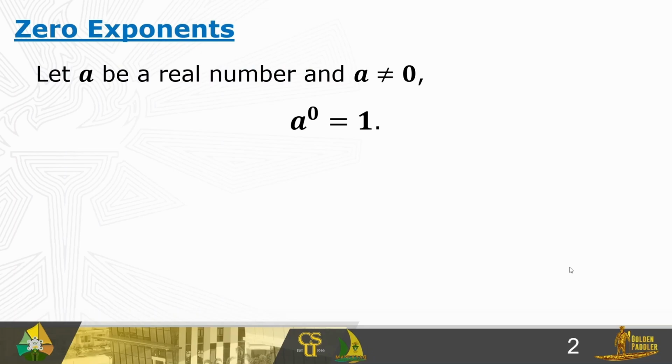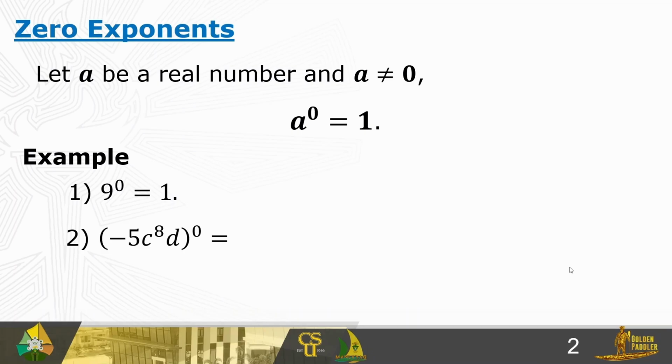So now let's consider zero exponents. Let a be a real number and a is not equal to 0. So a raised to the power of 0 is equal to 1. This simply means that any expression raised to the power of 0, except when the base is 0, is equal to 1. For example, 9 raised to the power of 0 is equal to 1, and the expression (negative 5c) raised to the power of 8, d raised to the power of 0 is just equal to 1.